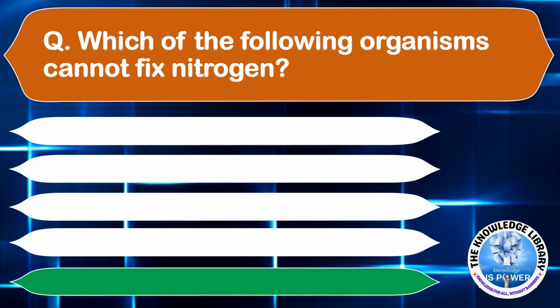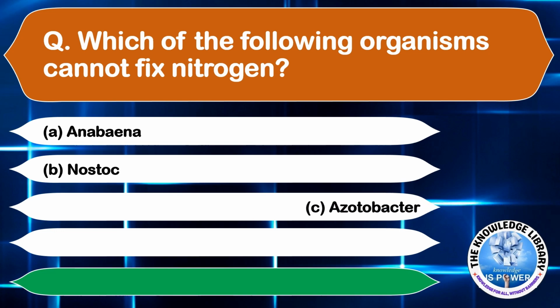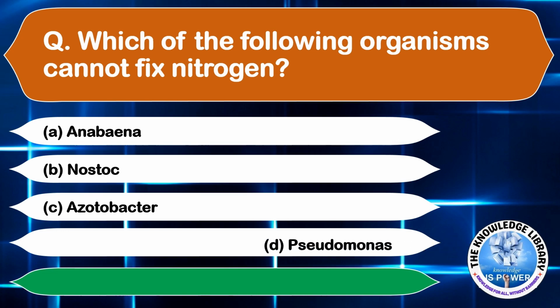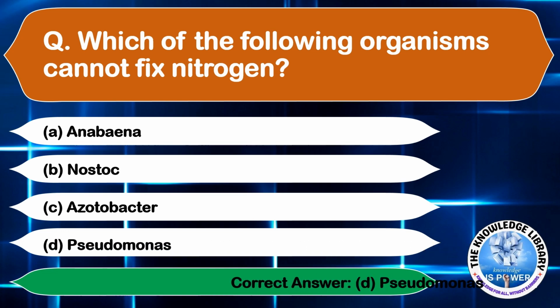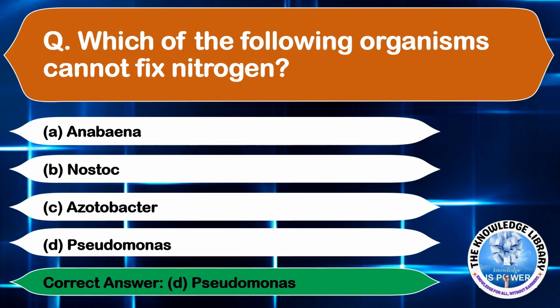Which of the following organisms cannot fix nitrogen? Option A, Anabaena. Option B, Nostoc. Option C, Azotobacter. And option D, Pseudomonas. The correct answer is option D, Pseudomonas. Moving on to the next question.